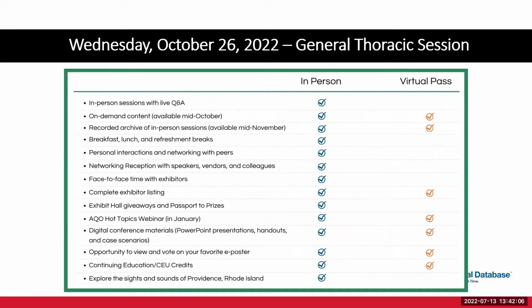The main thing you need to realize with the virtual pass versus in person: if you have a virtual pass, we will not be live streaming AQO, so you will not be able to participate live as the sessions are going on. You will have on-demand content available in mid-October, the same as the in-person attendees. The recorded archive of all of our in-person sessions will be available to you in mid-November.